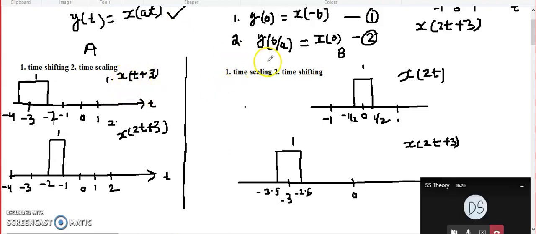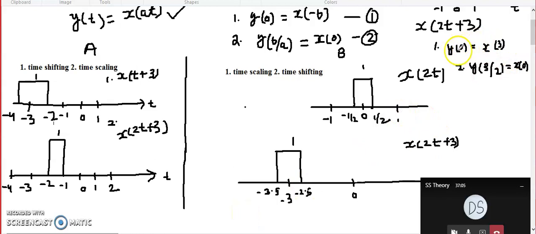Now, in this situation, what we need to satisfy, basically mathematically what should be the case? Mathematically, y of 0 should be equal to x of 3. यानी कि शिफ्टिंग के बाद जो आता है, y of 0 should be equal to x of 3. And second, y at b by a, b कितना है यहाँ पर 3 and a is 2, यानी 3/2. y of 3/2 should be equal to x of 0. Okay, this is the situation.